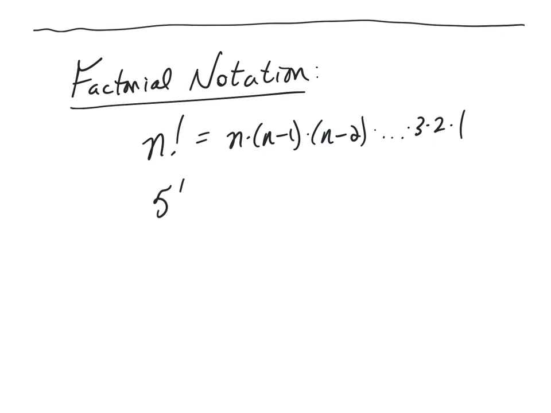So as an example, 5 factorial: start at 5, multiply by a number one smaller, one smaller, one smaller until you get down to 1. In this case, that would be equal to 120. That notation also helps us count the number of arrangements of things, especially when there's no kind of restriction on anything.